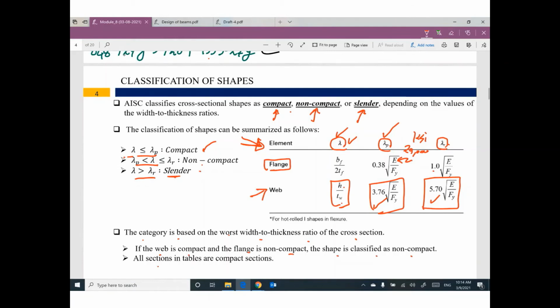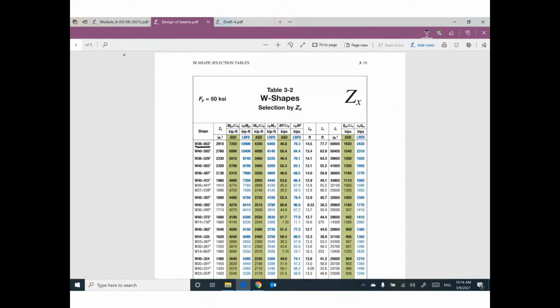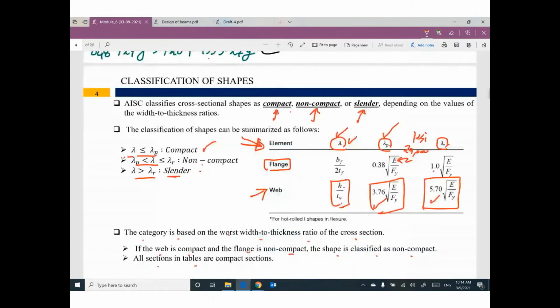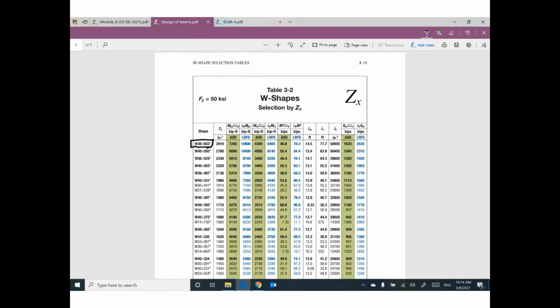All sections in the table are compact. What do you mean by this one? If you have a table like this and you select a cross section, without any calculation, this cross section will be compact. Believe me. We are talking about a built-up section. If you have this part connected to this part, connected to this part, and you create a cross section, what is the category of this cross section? Then we need to do calculation. But if you select a cross section from the table, believe me, it will be compact.